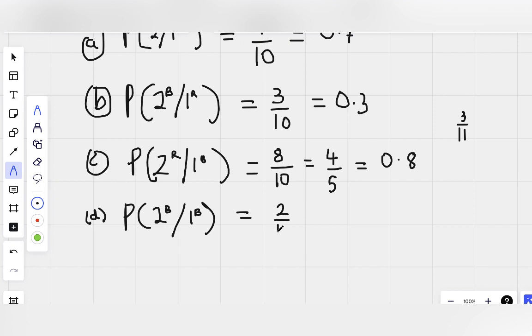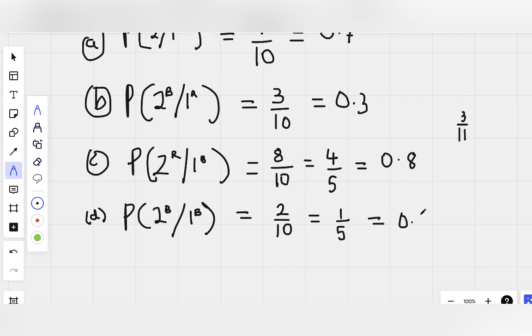Why is it 10? Because you removed the first counter, so the total remaining is now 10, not 11. So 2 over 10 is the same as 1 over 5, which is equal to 0.2 if you change to decimal.